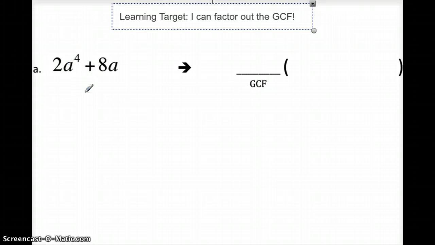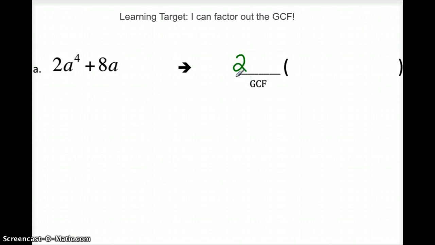So here's just a random expression, 2a to the fourth plus 8a. Can you tell me what each term has in common? Hopefully you noticed that the 2 and the 8 are both divisible by 2, so we would say that they have a factor of 2 in common. And then you notice both of them have a letter A, so we would say they also share an A.